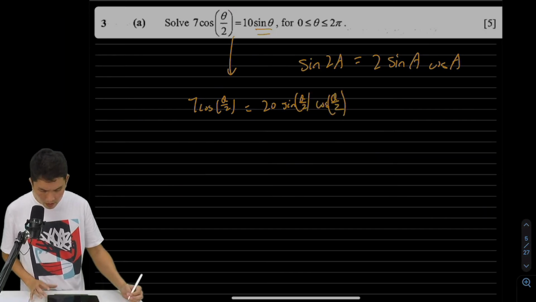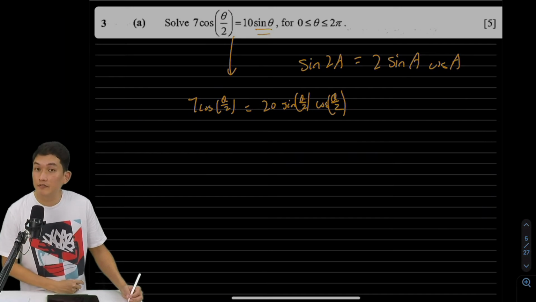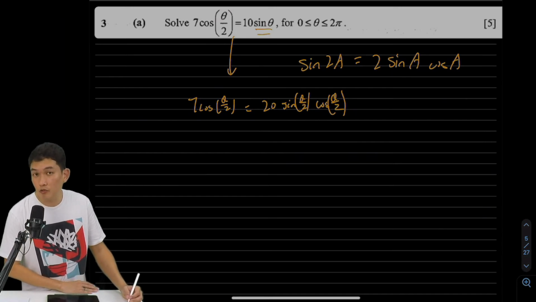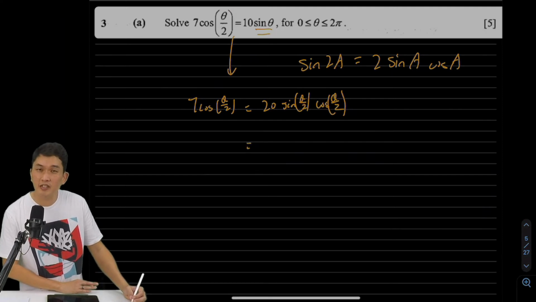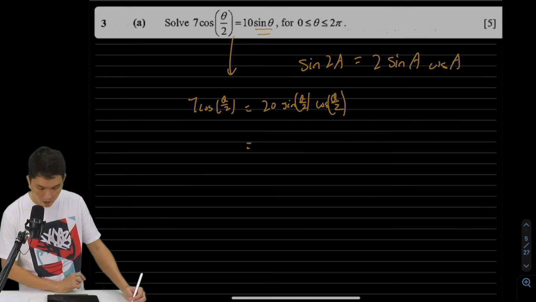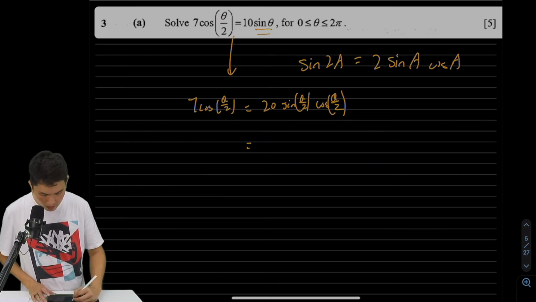Here is where some students might make the mistake of dividing by cosine theta over 2. You shouldn't do that, because when you do that, you lose one solution. So whenever you have the equation, whatever you're solving for, theta over 2, try not to divide by that. If you divide by that, you'll lose solutions. So what I'm going to do instead, I'm going to bring 7 cosine over to the right hand side.